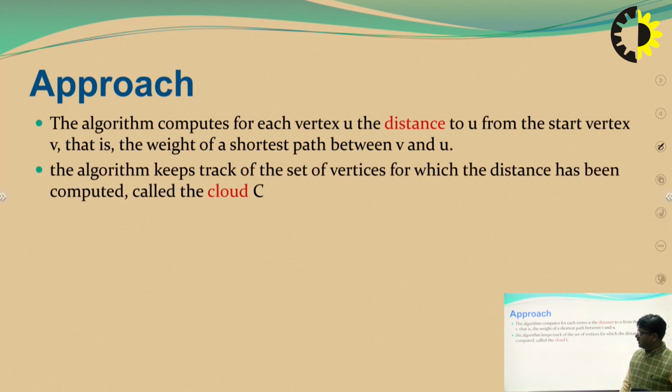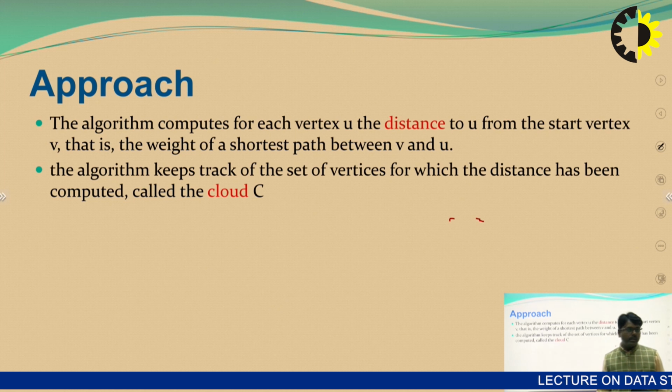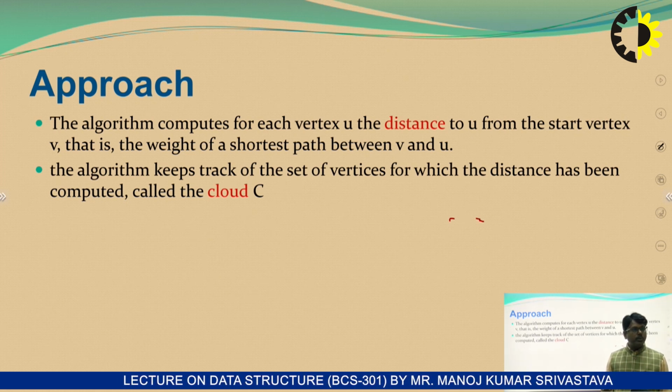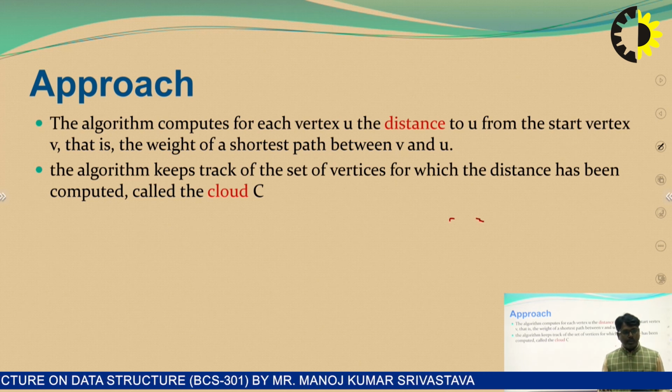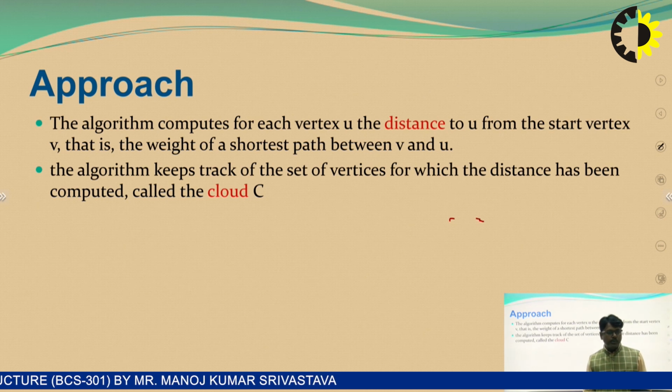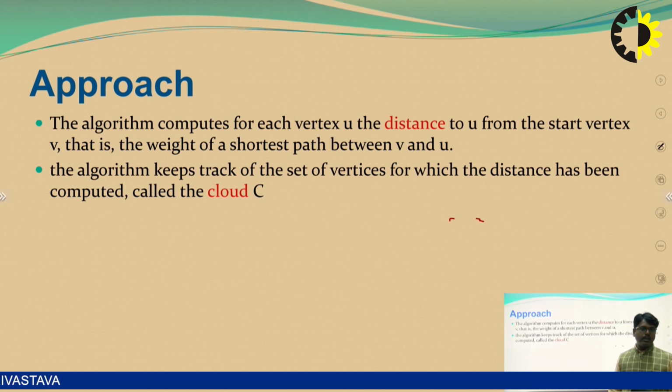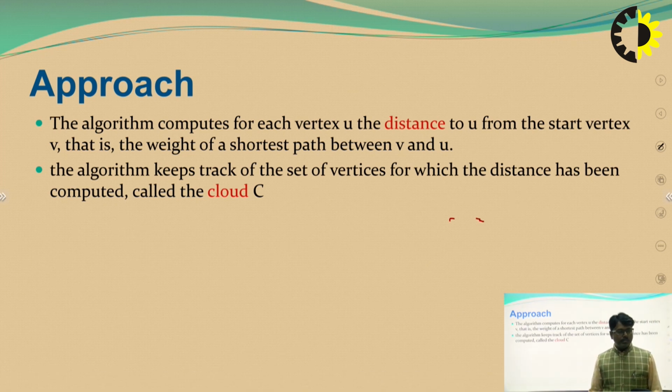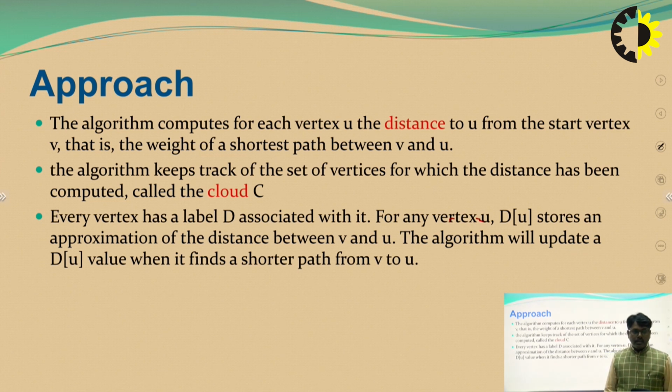Now, the approach we are going to follow here is that the algorithm computes for each vertex u the distance to u from the start vertex. I earlier said that the source should be known prior to applying the Dijkstra algorithm. From the source, we consider the initial or starting point, and from there we proceed to the further nodes to find the shortest distance as per the given graph. The algorithm keeps track of the set of vertices for which the distance has been computed, and every vertex has a label associated with it, that is d, or the distance will be the label.